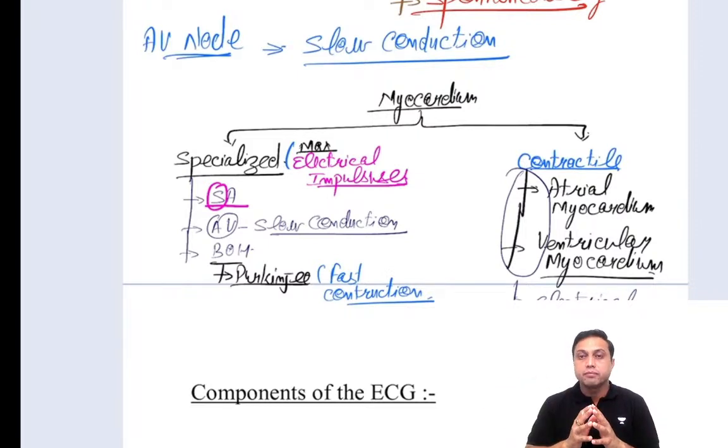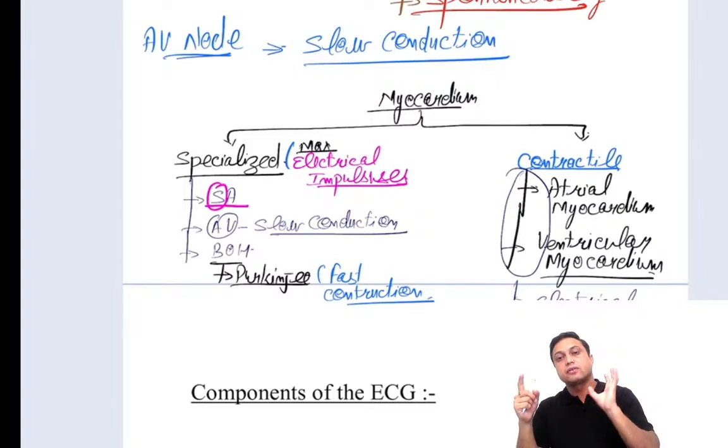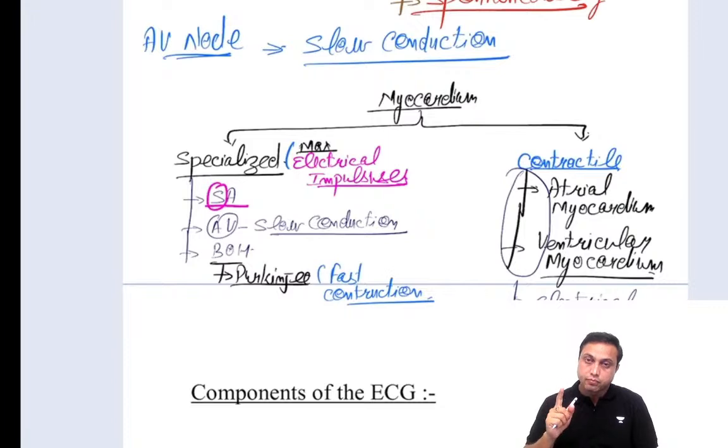Contractile myocardium has two parts, atrial myocardium and ventricular myocardium. Why do we call it contractile myocardium? Because it has two properties. The first property is electrical activity, and because of that electrical activity, the atria and the ventricles can contract properly.